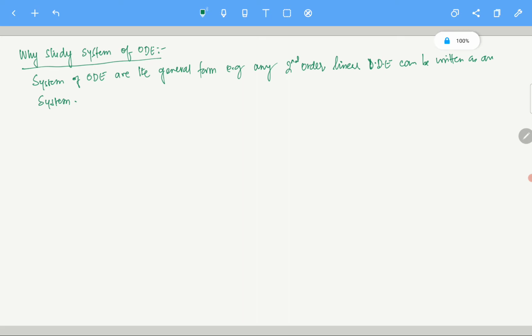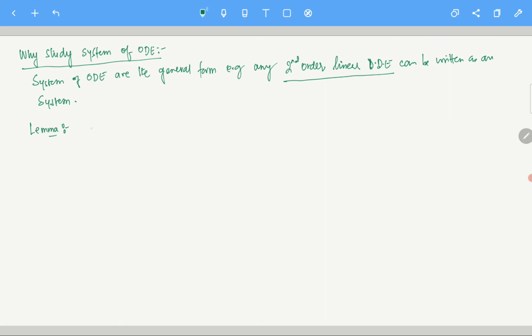Another thing is, once you know how to work with systems, the second order linear ODE part, the theory of that actually comes as a subset of systems. How? So what I mean by this, let's put a small lemma here. Okay, let's write it as a small lemma.